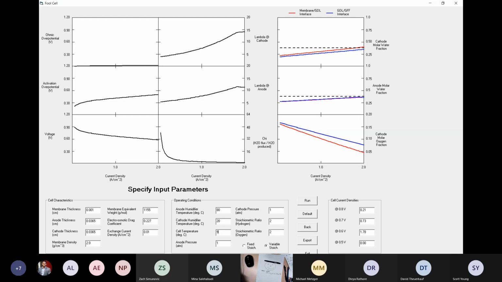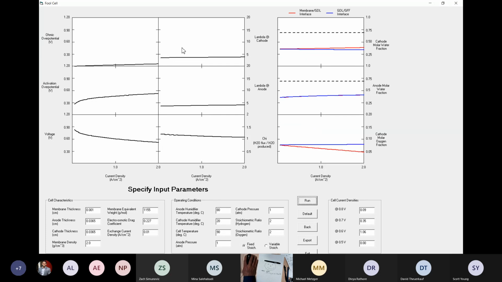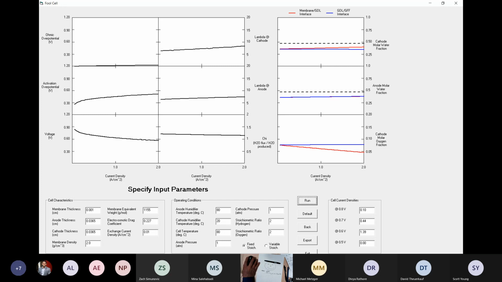So we can increase the temperature to 90. And what's happened now? Oh yeah, we're in variable stoich. We need to go to fixed stoichiometry. Good. We still are having trouble with very low moisture content. I guess we have to increase, we don't want to increase the anode side. If we go back to 80 and lower the anode side to 70.